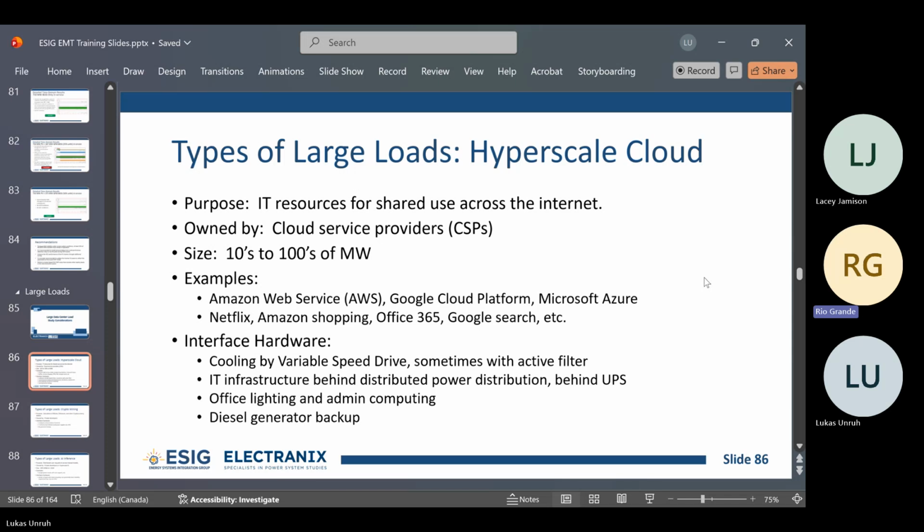So they usually have some amount of reliability that they want to maintain for the compute happening there, and then they'll have lighting and admin computing and other small IT load like that. Often they'll have diesel generator backup as well in case they lose the grid service. These are kind of like what data centers have mostly looked like in the past.